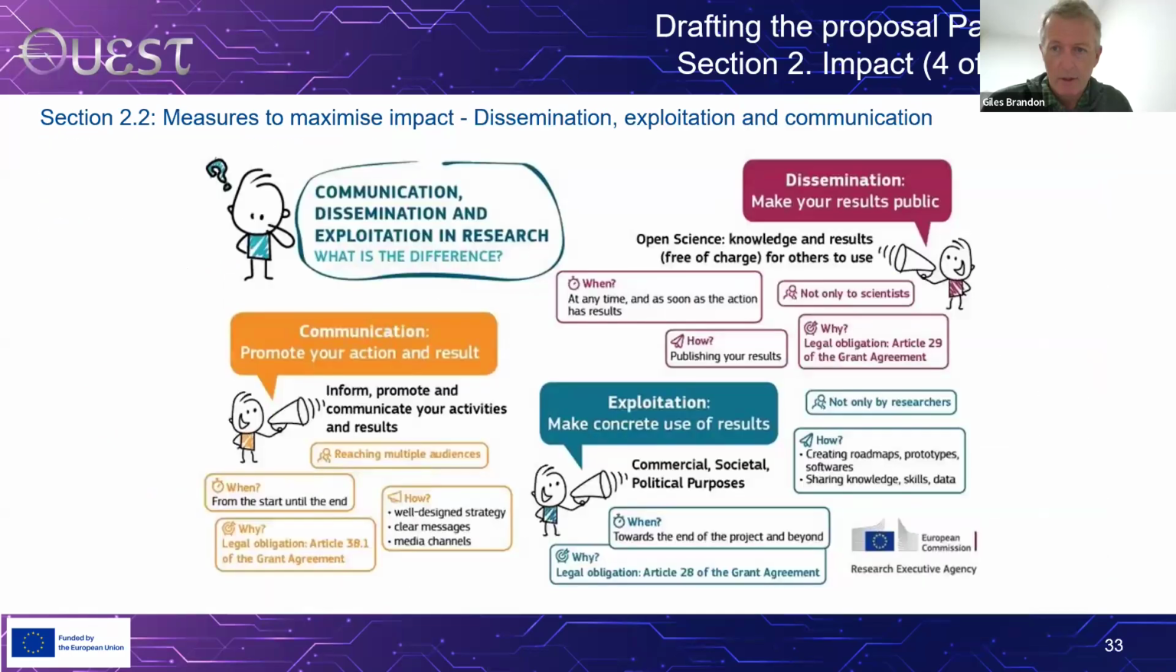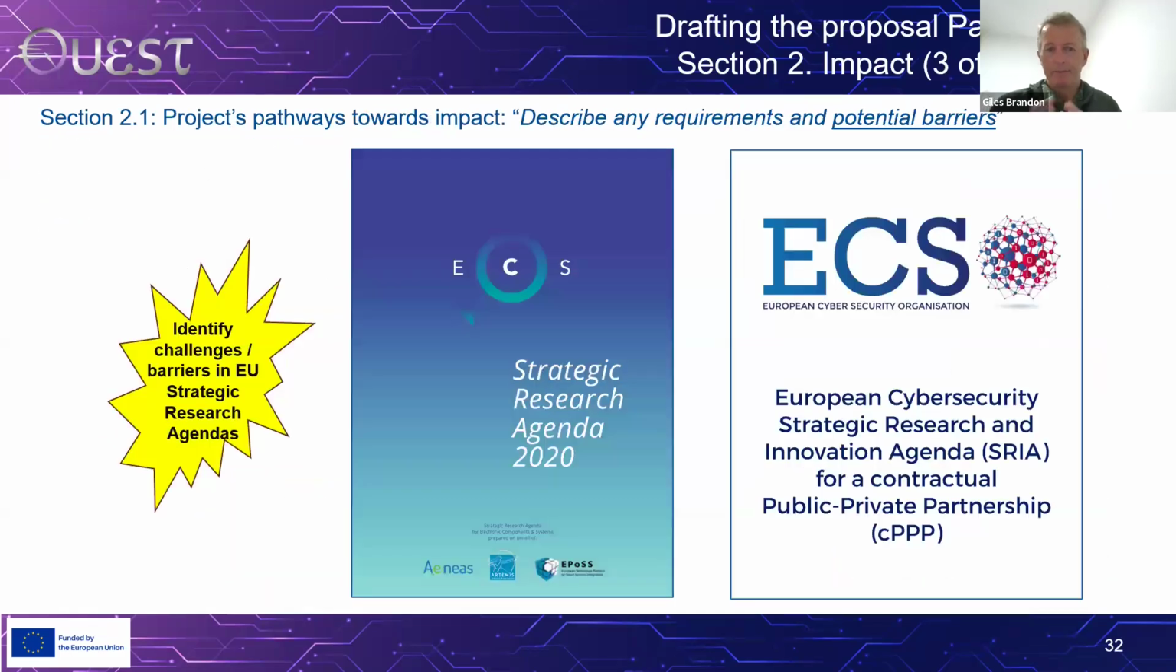So, sorry for skipping too quickly. Also in the section 2 impact, at some point, the standard application form asks you to talk about potential barriers and how your project can overcome them. Now, because I'm often writing proposals about topics where I'm clearly not the expert in the field, knowing about potential barriers is potentially a problem for me.